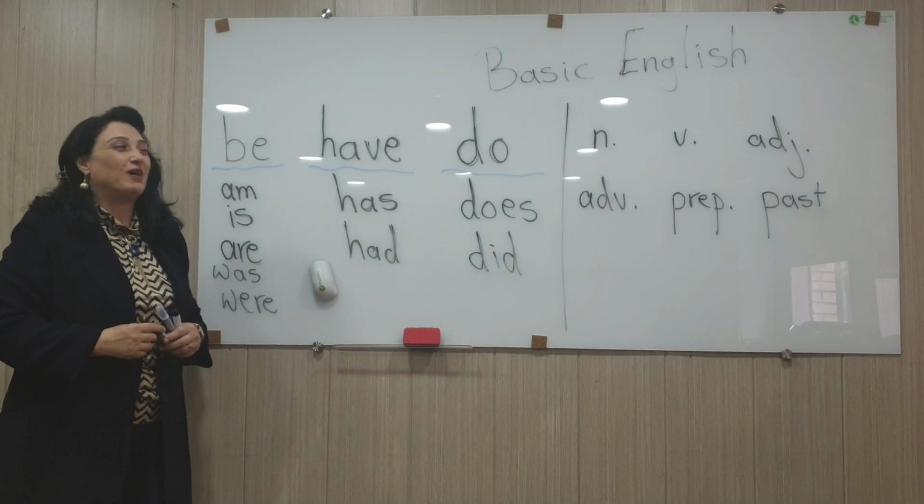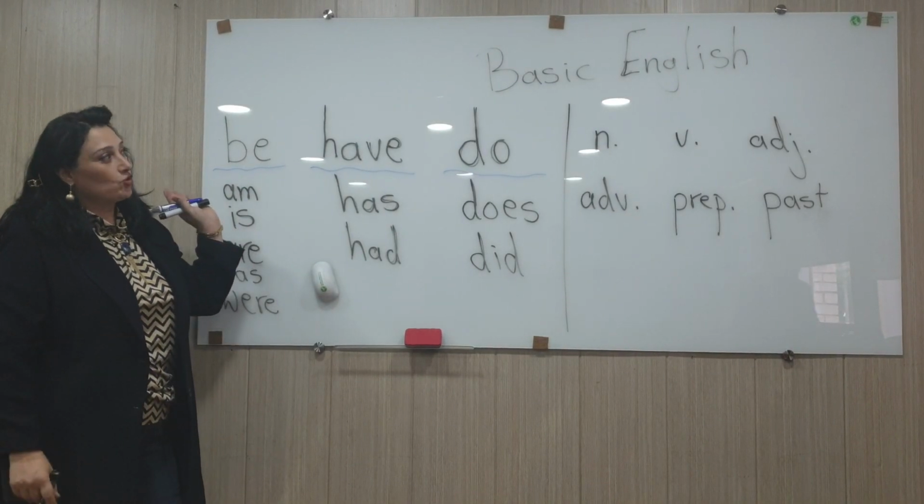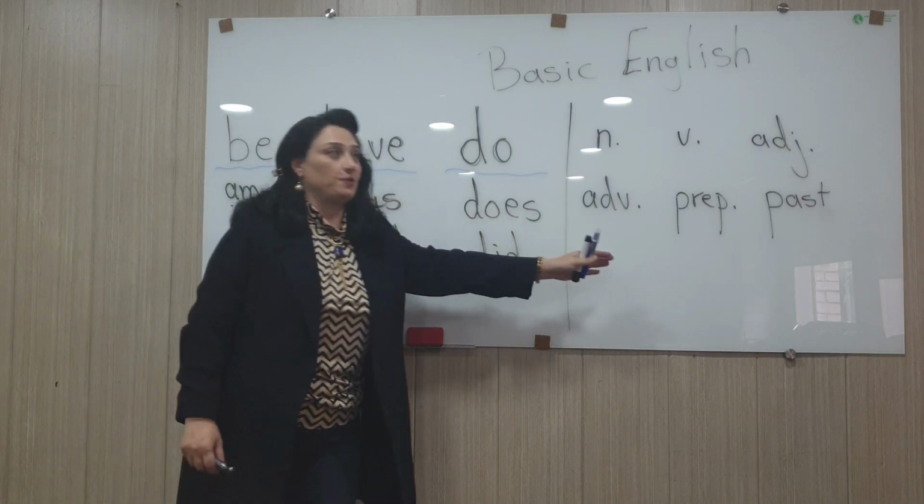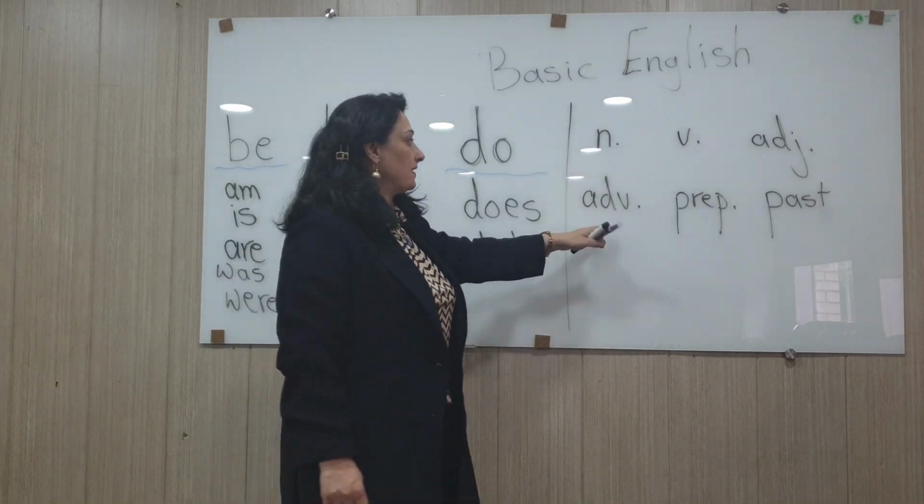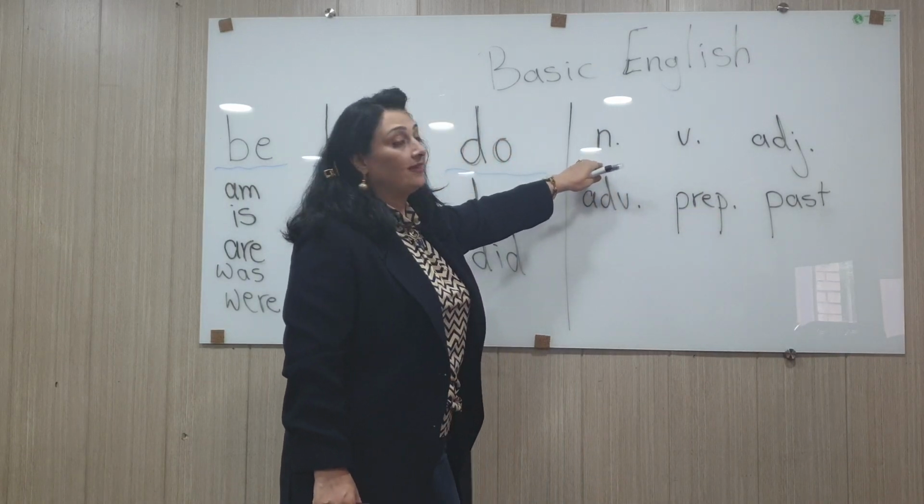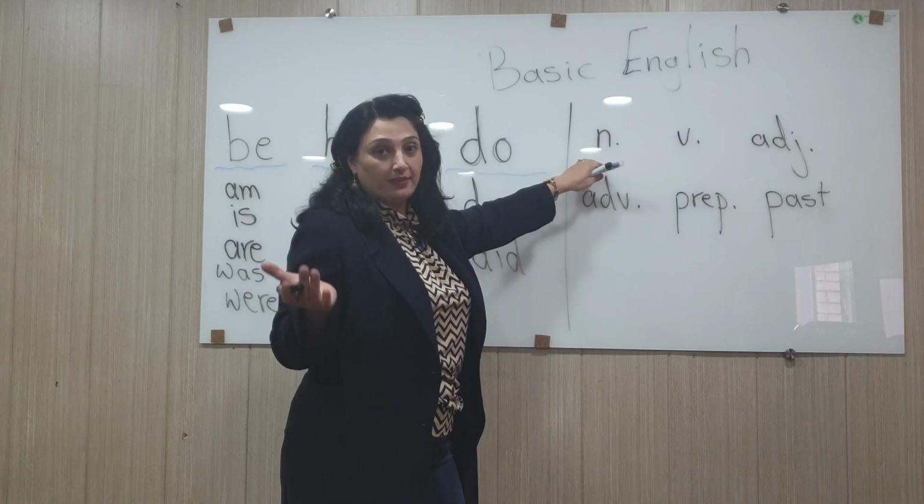Good morning. Today we are going to take basic English. As we can see on the whiteboard, we have here parts of speech: nouns, verbs, adjectives, adverbs, prepositions, and past. First, we can deal with nouns. What do we mean by nouns?